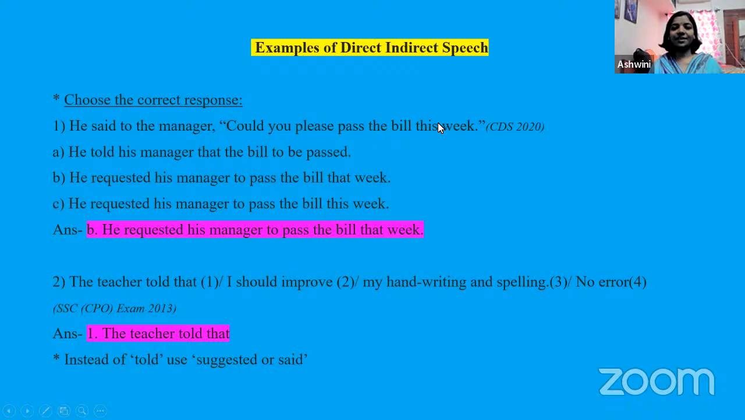Now here, this week changes into that week, according to direct and indirect speech. This week, that week. Look at here, beta. This is very minute. This and that, this is also given. Look at option C, what is that? This week is given.